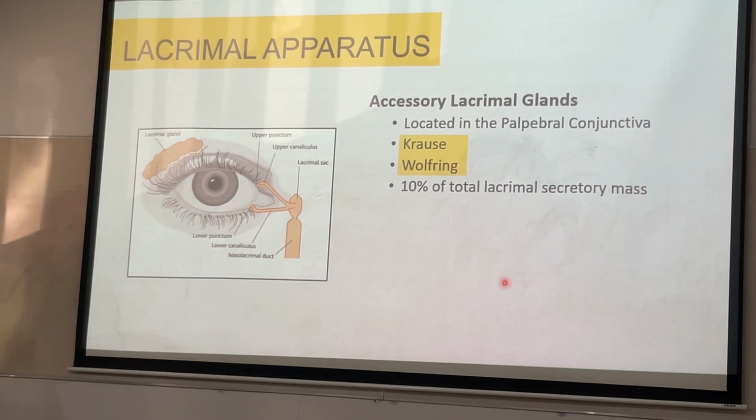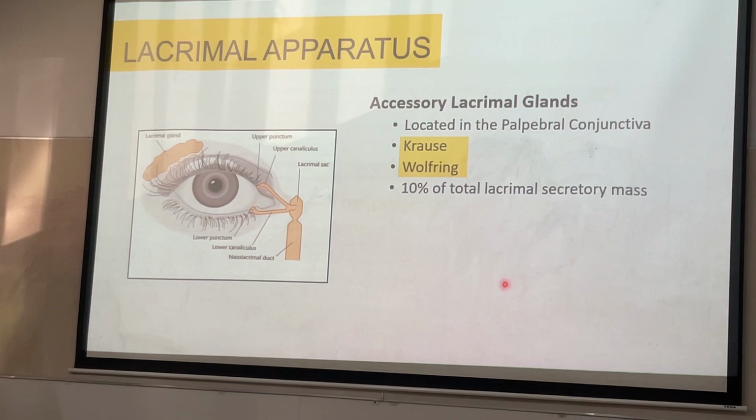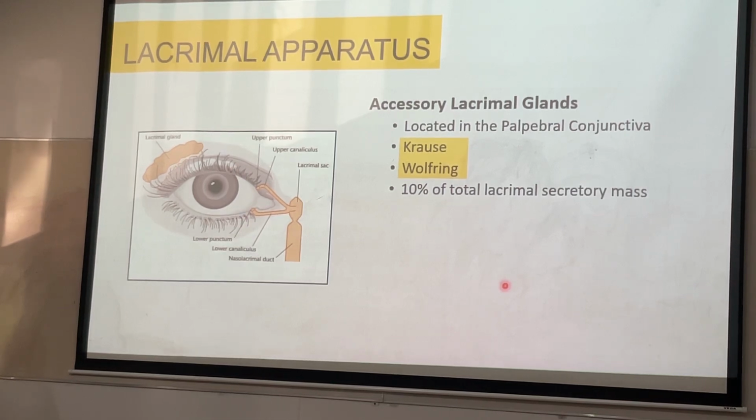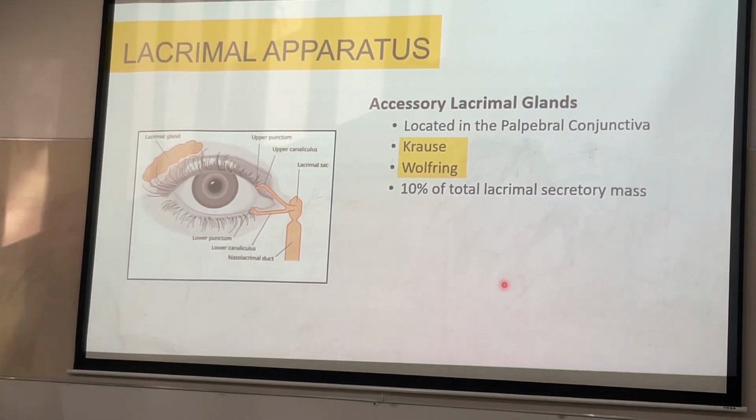The lacrimal gland is the main gland, but there are also smaller glands, also known as your accessory lacrimal glands, which are located in your palpebral conjunctiva. These are your glands of Krause and glands of Wolfring, and they only compose about 10% of your total lacrimal secretory mass.